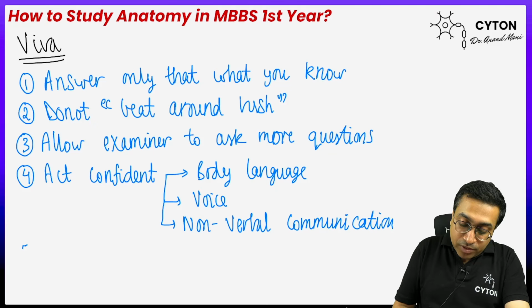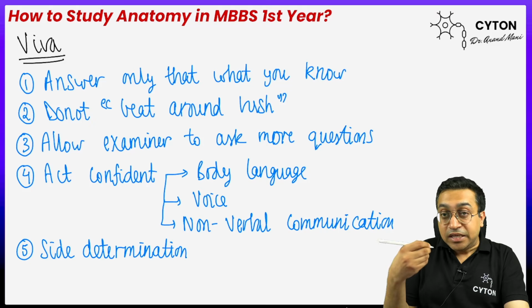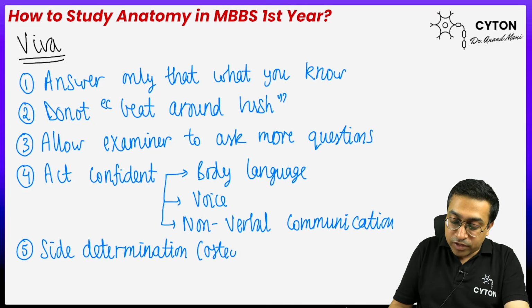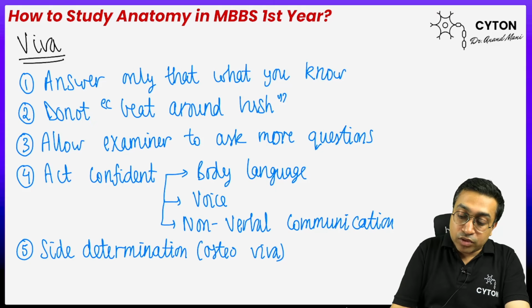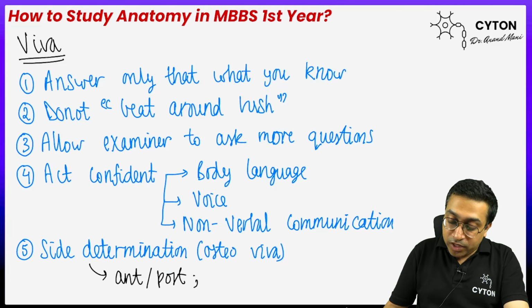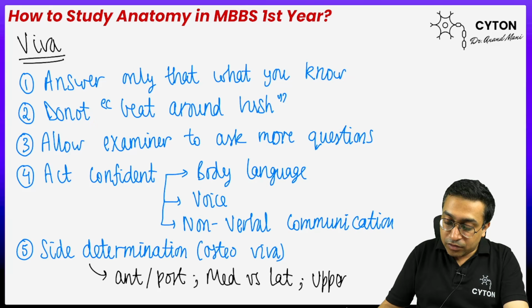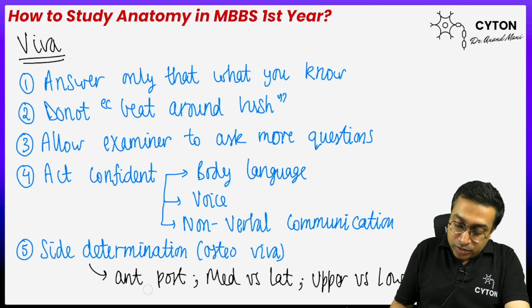Number 5, that is the side determination, which I told you, very important. Side determination is something where you have to hold the bone in the same hand. This is for the osteoviva, specifically. So suppose you are holding the bone, you have to justify with the help of 3 aspects: which part is anterior or posterior, which part is medial versus lateral, which part is upper versus lower.